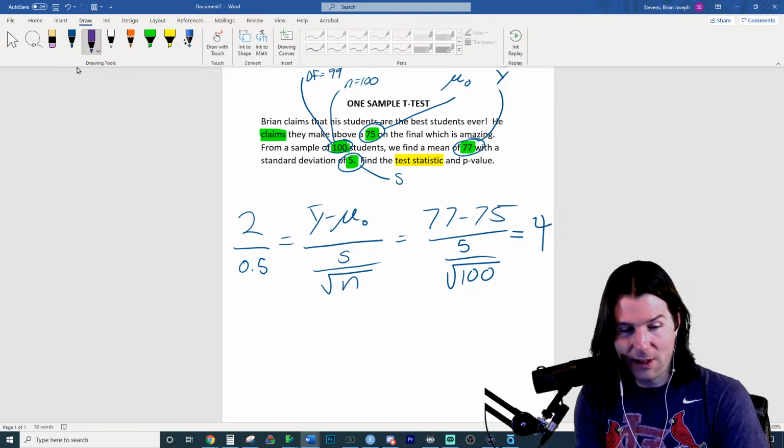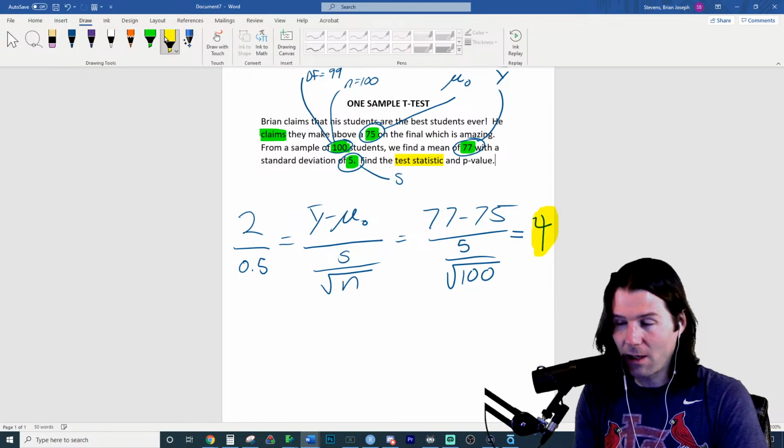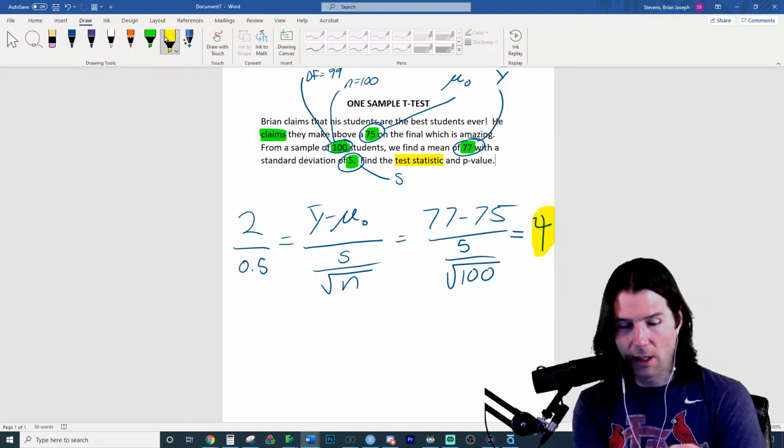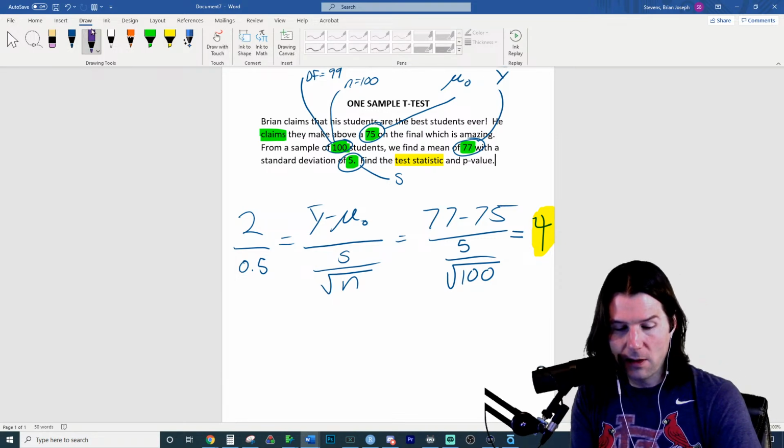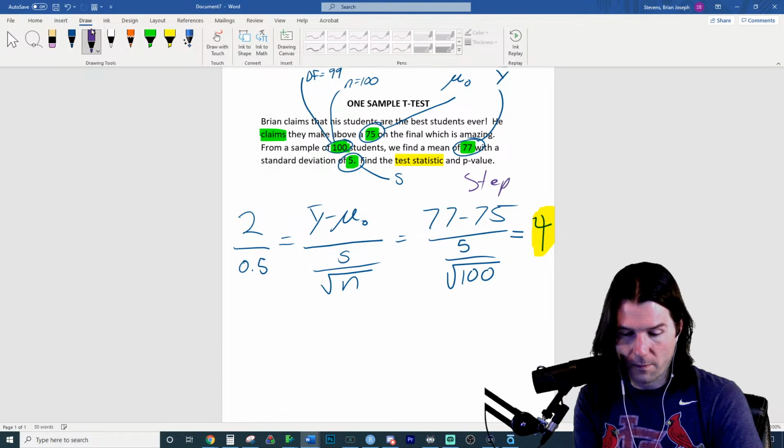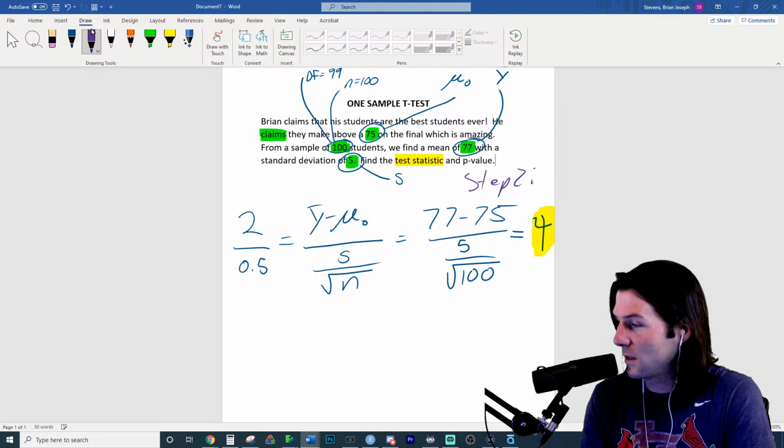So now this is literally the answer right here. Just to make that super clear, and then I'll look at Ella's question here in a moment. That is the answer. This is step 2 of finding the test statistic.